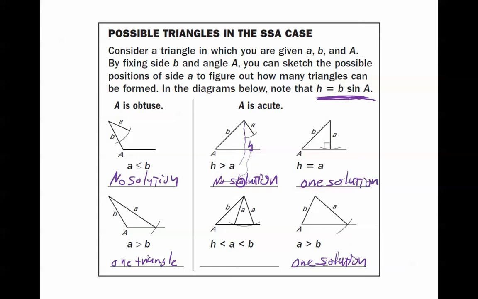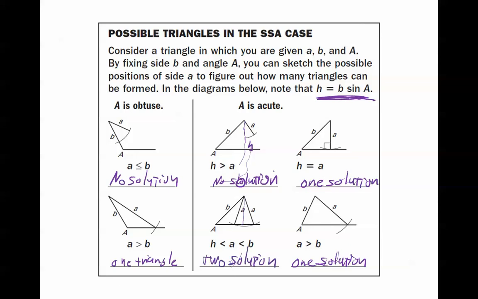And finally, the really weird case is if H is smaller than A, but A is smaller than B. Then notice we can have two triangles. So if the height, this little line right here, is smaller than A, then that means A can make two different triangles. It can make a triangle here, and it could make a triangle there. One where B is an obtuse angle, and one where B is an acute angle. In this case, we can have two solutions.